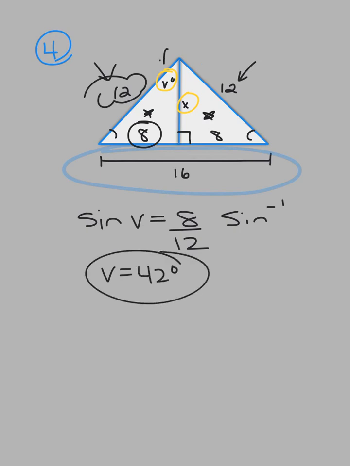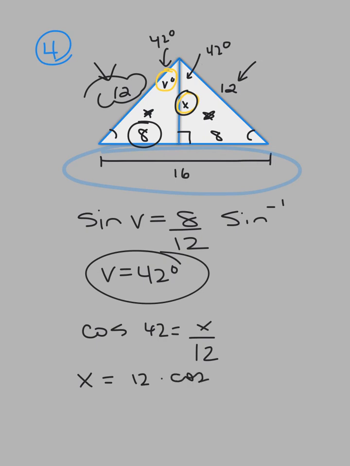So if I know this angle right here is 42 degrees, because my triangles are congruent, I also know that this angle is 42 degrees. So in trying to find x, I realize that I have the leg that's adjacent to that 42, and I also have my hypotenuse. So I have the cosine of 42 is equal to x over 12, so I can say x is equal to 12 times the cosine of 42. I put that in my calculator. I know x has a value of 9.